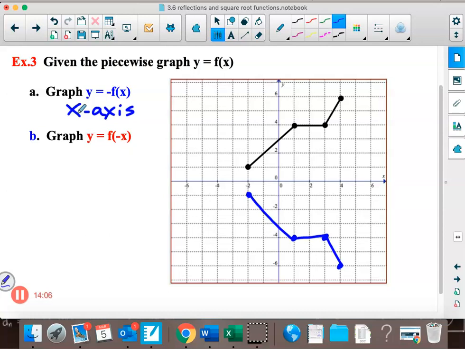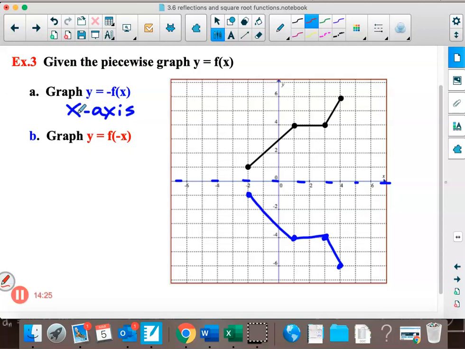Something like that, right? It's a good idea for you guys to turn your paper along the axis so that you can make sure that it looks like a mirrored image on both sides. All right.